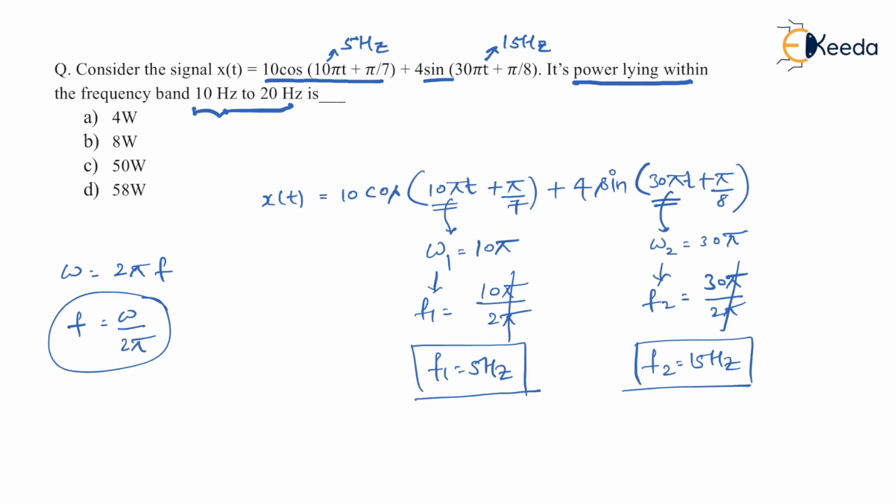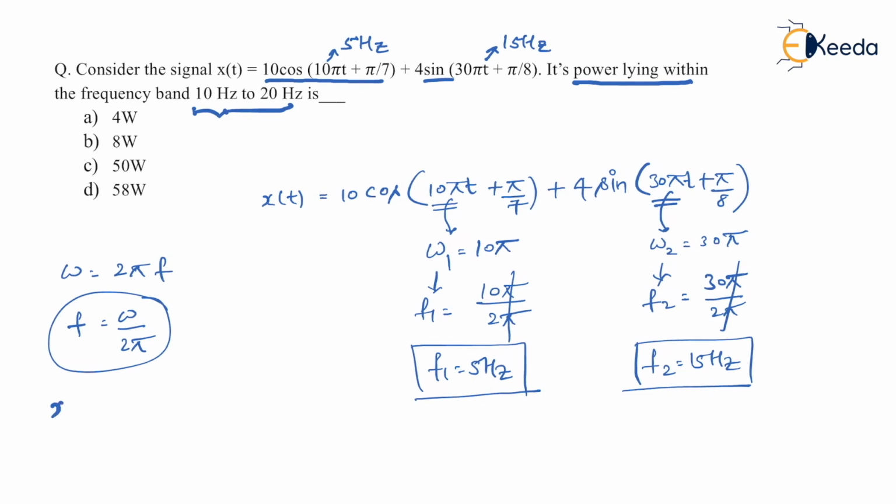Read the question now. You have to get the power lying between the frequency band of 10 hertz to 20 hertz. I'll try to make out what this question really means. When they say a frequency band of 10 to 20 hertz, it means they must have passed this signal through some band pass filter. Now, what is meant by a bandpass filter? A bandpass filter is a filter which allows a band of frequencies.